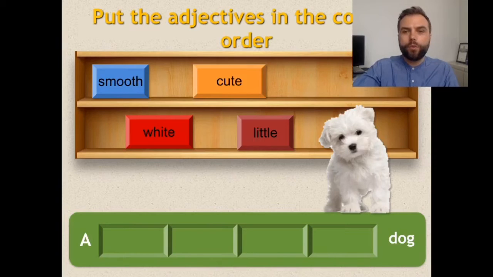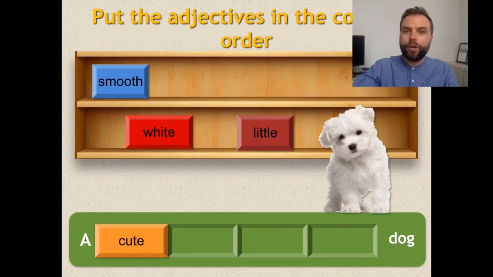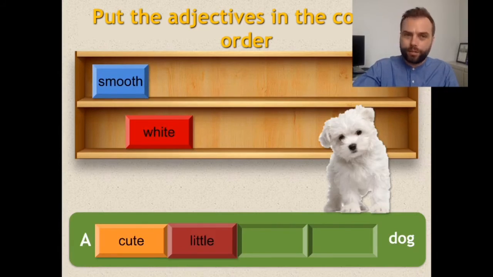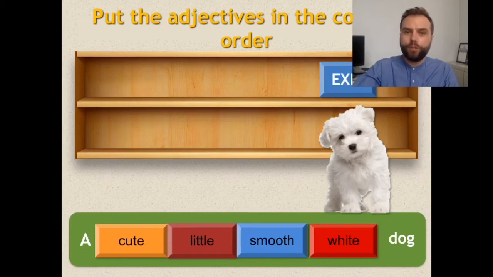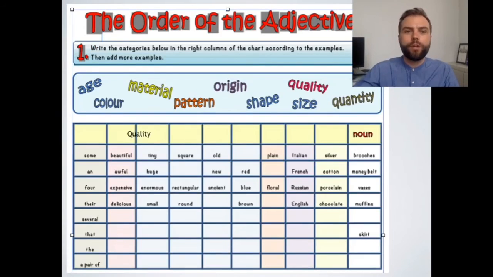Okay, and here's another one with a white dog. Don't give away the answers. Okay, white isn't the first one. So a cute, what's next? Not white, not smooth, little. A cute little smooth white dog. Okay, so those are the correct examples.